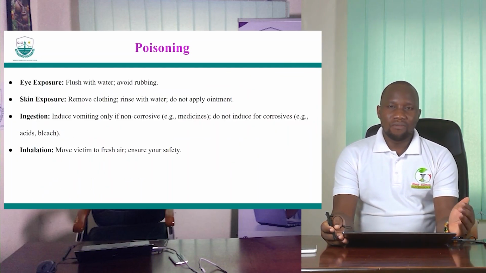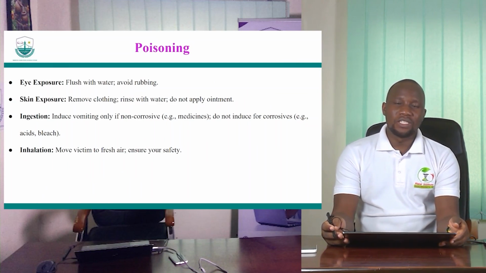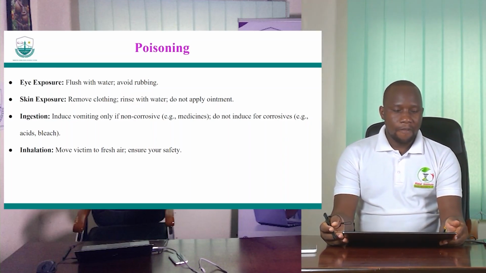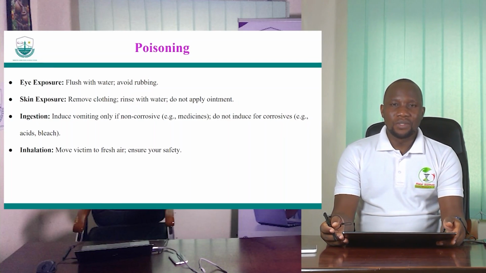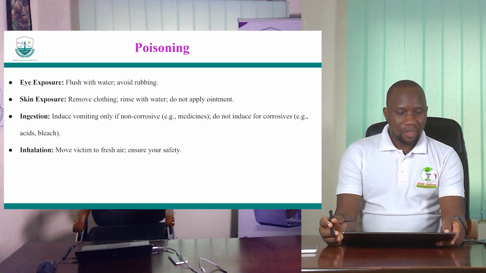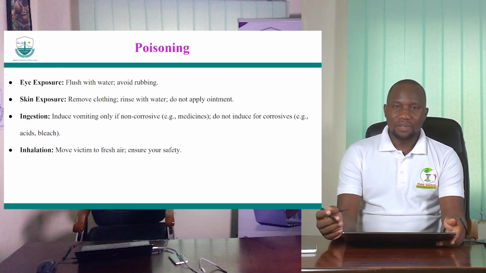So depending on where the poison enters your body, there are different things that you can do to minimize the extent to which the poison enters your body or enters your bloodstream. If it is the eye, flushing with water can help in washing out the poison, but don't rub. Rubbing instead makes the poison enter more. And then the skin, remove the clothes and rinse the part with water. Do not apply any ointment.